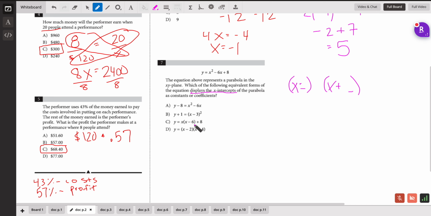So if I factor this out, I get y equals x minus 2 and x minus 4, and that's the answer, letter D. So that one wasn't too bad. We just had to go ahead and factor it out.